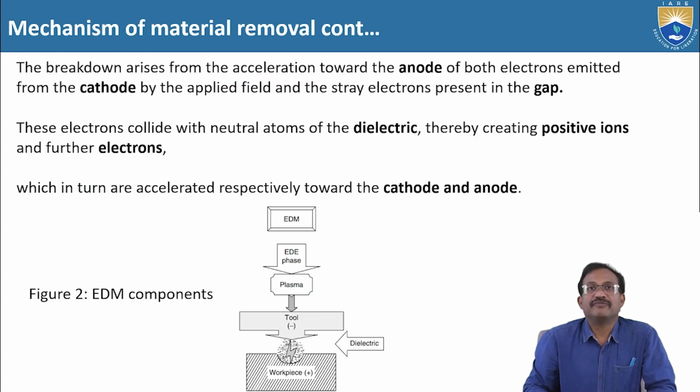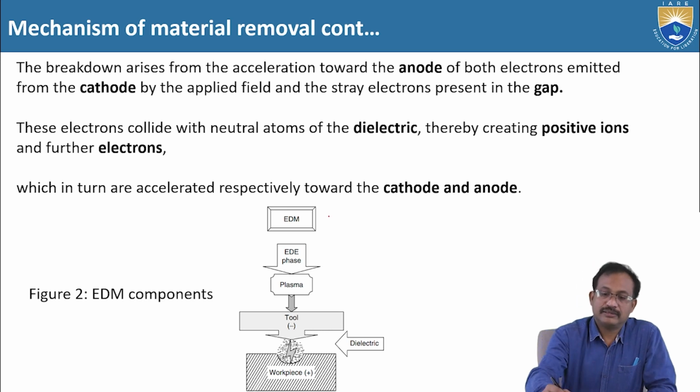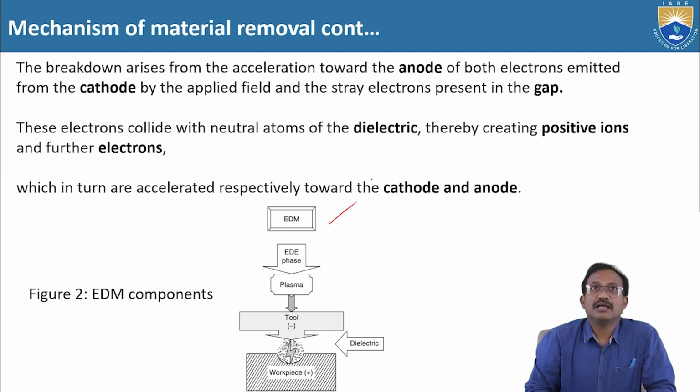Right. However, from figure 2, again let us see, the breakdown arises from the acceleration toward the anode of both electrons emitted from the cathode by the applied field and stray electrons present in the gap.